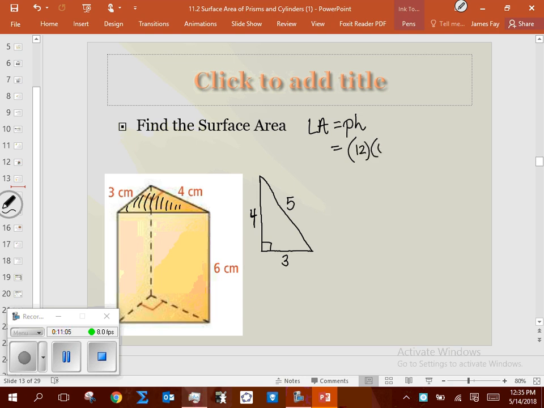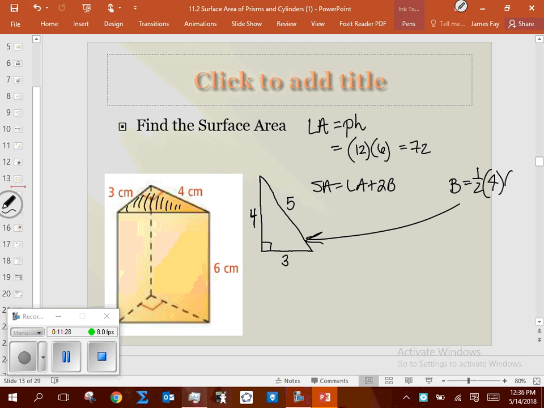And then you multiply that by 6 because h is the altitude of the prism, right? So you got 72. Awesome. Okay. So then the surface area is LA plus 2B's. So we got to figure out what a B is. And that's still this triangle here, right? So 1/2 of, what numbers do you use there?